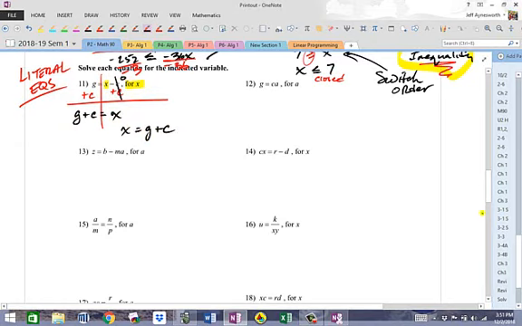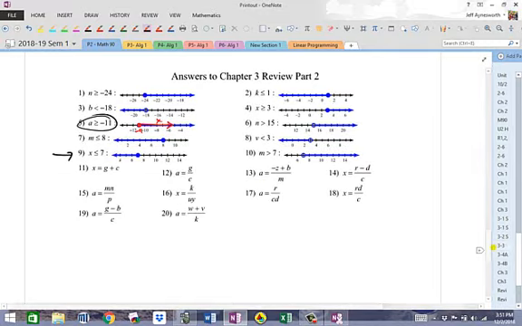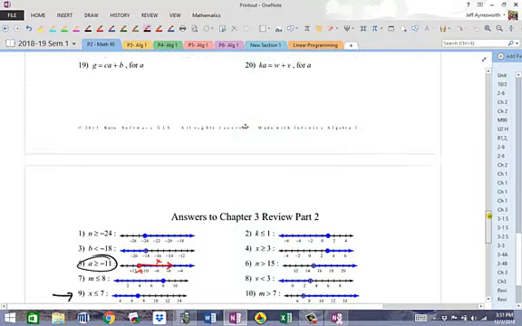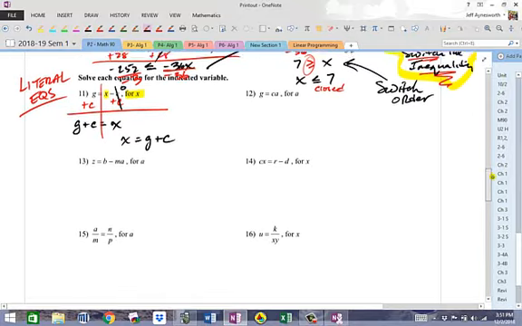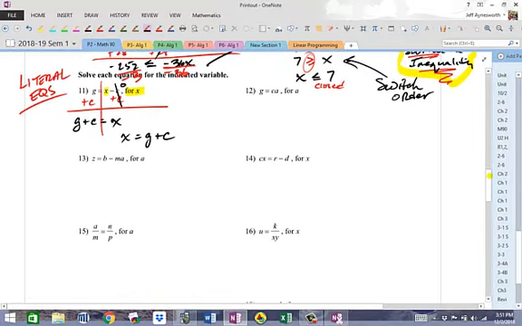And then you check number 11. All right, x equals g plus c. So we know you're good. All right? All right, here we go. This is not that bad, okay?